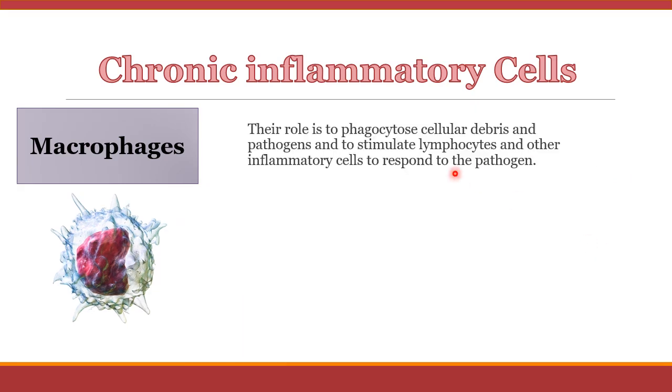So the macrophages are phagocytes. They will phagocytose the debris or the necrotic tissues, and also the pathogen or the injurious agent. At the same time, they will send stimulatory signals to the lymphocytes that will also help in the chronic inflammatory reaction. So they will stimulate lymphocytes, they will eat up the organism, and they will also eat up the necrotic tissues.